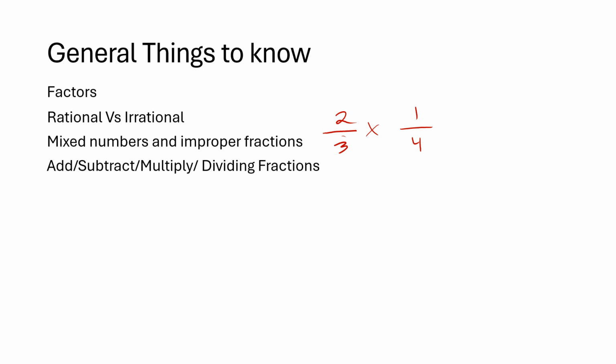You're multiplying that numerator with that numerator, that denominator with that denominator, which becomes 2 twelfths, and you always want to simplify your fractions. So the answer is actually 1/6. But understand that when you multiply basic fractions, do not do that cross multiplication. That is for something else. Very easy to get that confused.